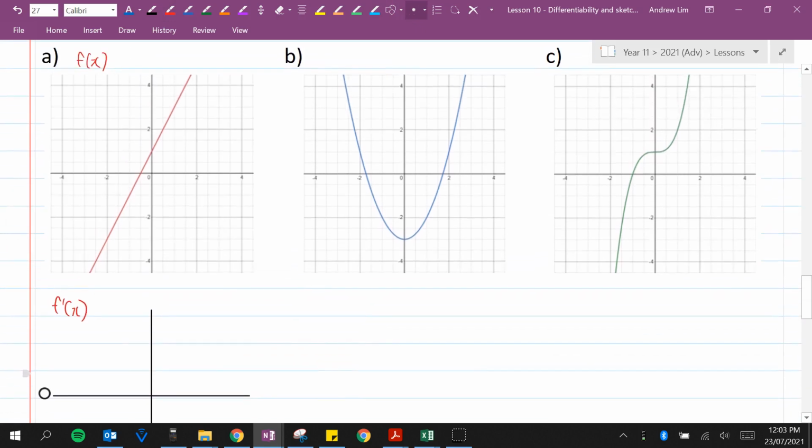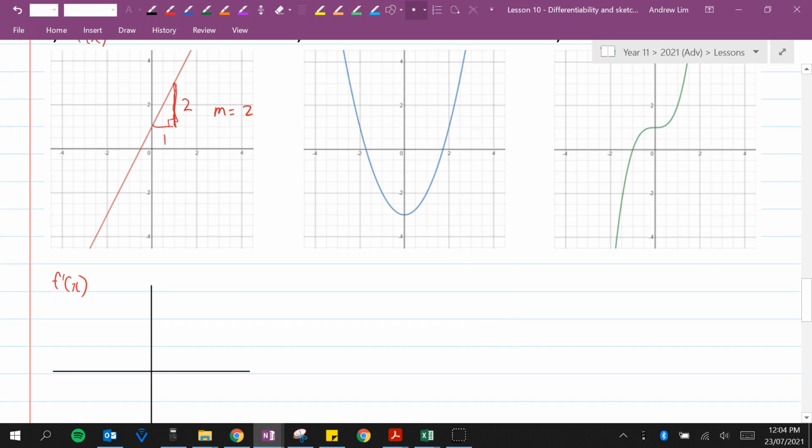Now, in this case, the gradient is going to be constant. There's no horizontal gradient. The gradient is constant. If we were to work this out, if I were to just graph maybe a right angle triangle here, it's got a rise of 2 and a run of 1. So the gradient is 2, right? Sloping up, 2 over 1, 2. And the gradient is actually the same for all values of x. The gradient is 2. So I'm just going to draw a horizontal line here at y equals 2.